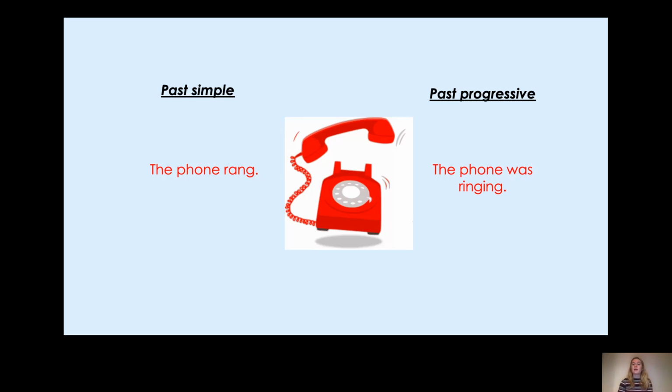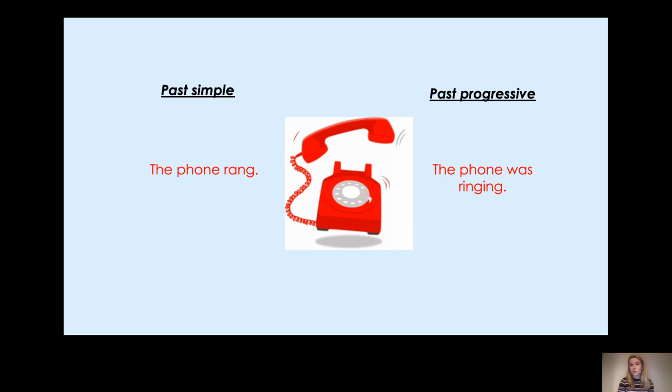And then we have the past progressive, okay? The phone was ringing. Now that describes something that was going on for a long time. It was in progress for a long time, okay? So it's not just a completed action. It's something that goes on for a long time. So the phone was ringing for hours, you could say. The phone was ringing for days. The phone was ringing for ages. Okay, so that's when you use the past progressive.